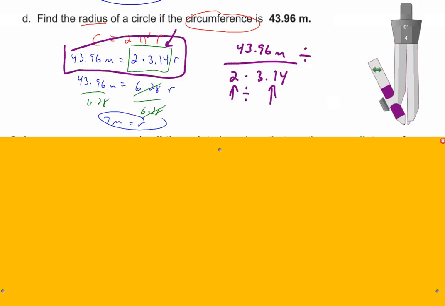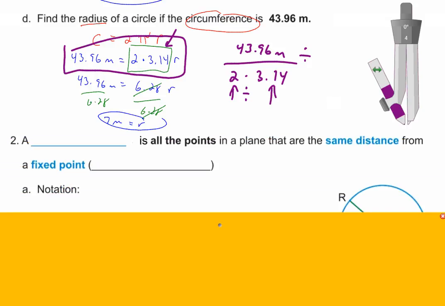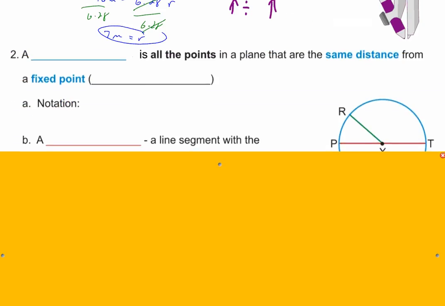And again, for that reason, it's safer if you guys just do the 2 times 3.14 in the beginning. Then you don't have to worry about punching it in correctly. But you should learn how to do that, and the sooner the better.